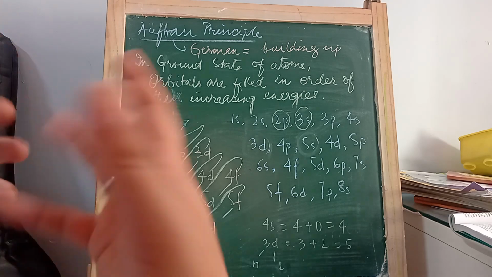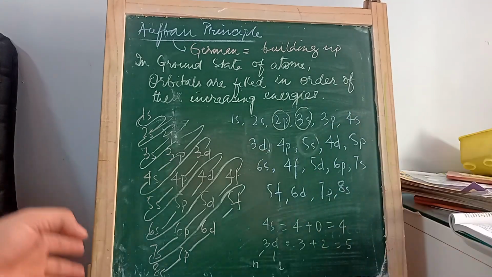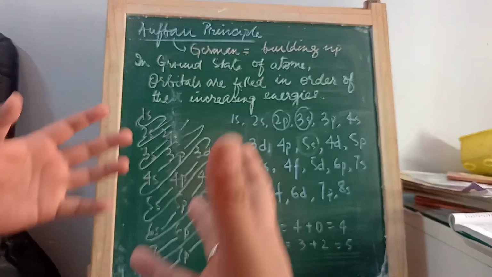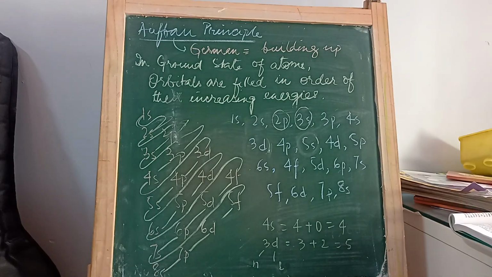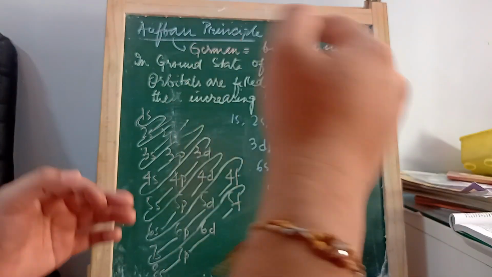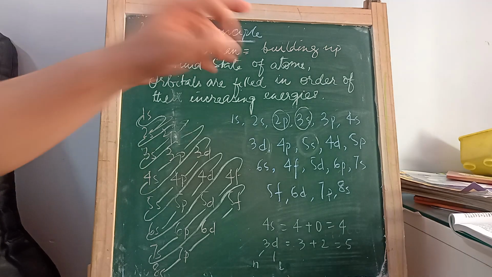See how electrons are filled up in the various orbitals or subshells that are present. And one of the important principles which helps us in easily finding out or predicting where the electrons will be filled up is known as the Aufbau principle. Aufbau is a German word which means building up.